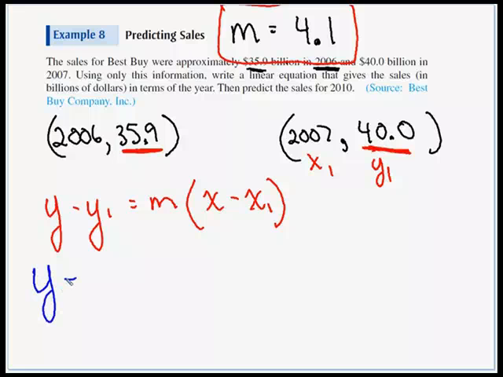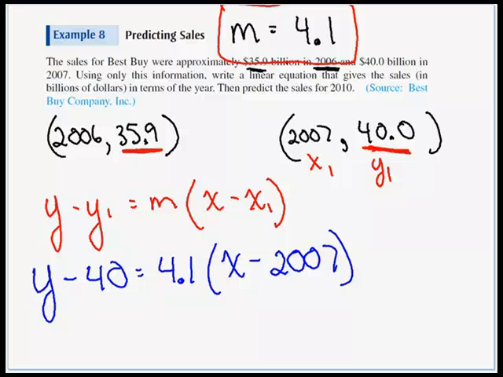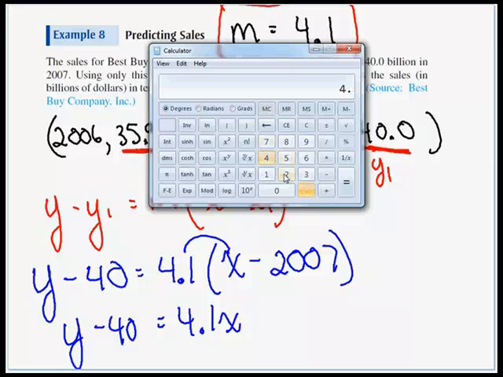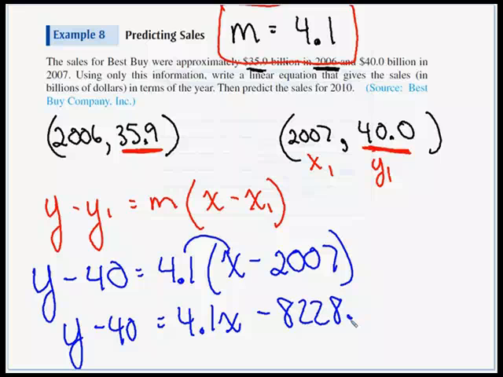So here we're going to have y minus 40 equals m, and our m value was 4.1, times x minus 2007. So on the left, y minus 40 equals, distribute the 4.1, 4.1x, and then I need 4.1 times 2007, which is 8228.7. And then to get y by itself, y equals, we're going to have our 4.1x, and then we're going to add 40 to both sides.